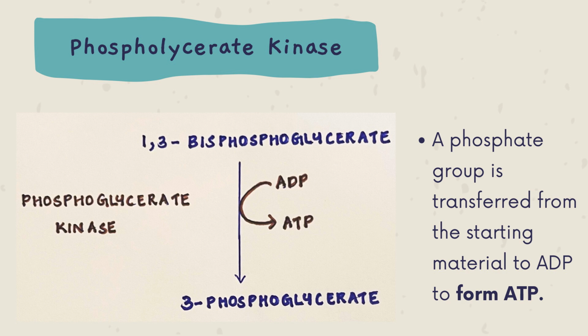Phosphoglycerate kinase transfers a phosphate group from 1,3-bisphosphoglycerate to ADP to form ATP and 3-phosphoglycerate. As there were two 3-carbon products from phase 1 of glycolysis, we actually synthesize two molecules of ATP at this step.